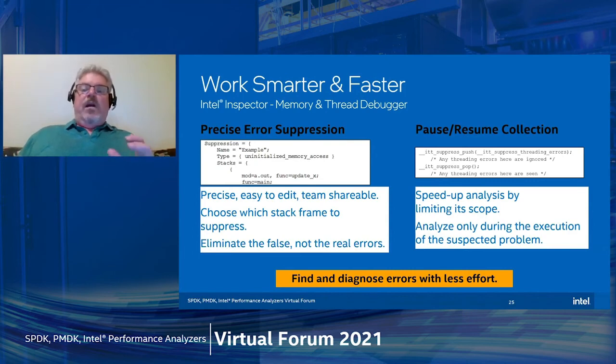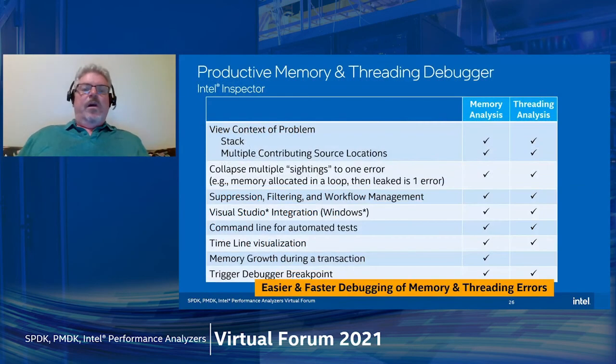Another feature is a way to limit the scope of your analysis. In some of the Inspector analyses, it could really slow down your application by quite a lot. So sometimes, if you're not interested in a particular part of your application, you could basically tell Inspector, I want you to stop collecting here and start recollecting here. That's just a way of limiting how much your application is slowing down.